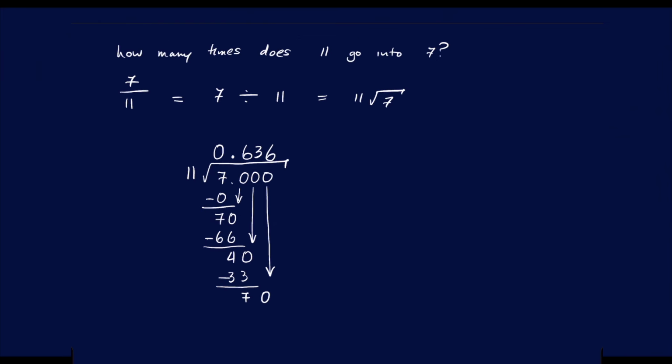So if you wanted more decimal places, all you would have to do is just keep adding more zeros. And it's also important to remember that this approach works for any problem where you want to convert fractions into decimals. All you have to do is use long division.